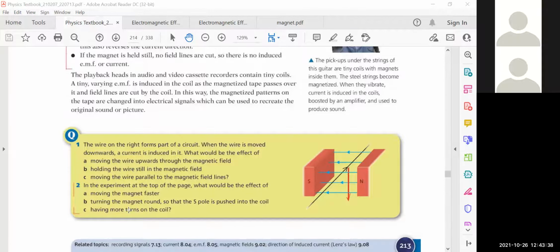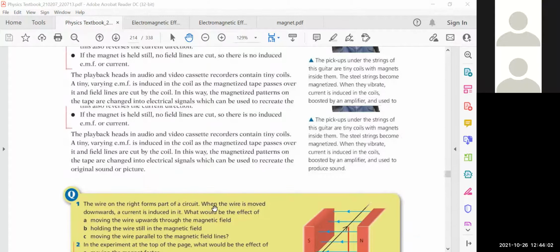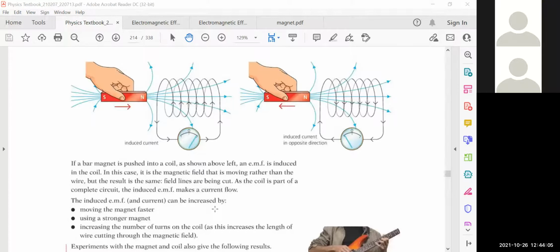Second point, turning the magnet round so that the S pole is pushed into the coil. So what does turning the magnet round mean? Turning the magnet, they change the pole, so now the south pole is pushed into the coil. Instead of north, now they're saying turn around means that now south is here, north is there.